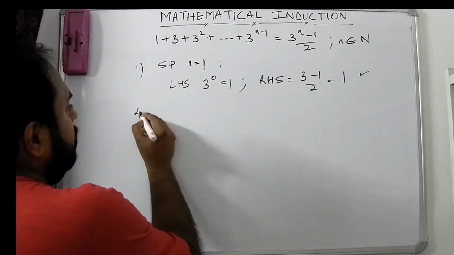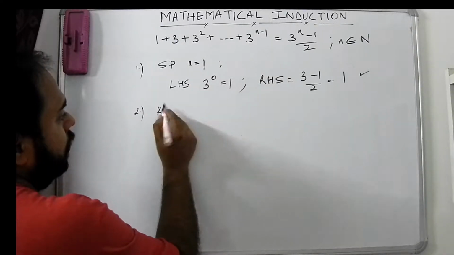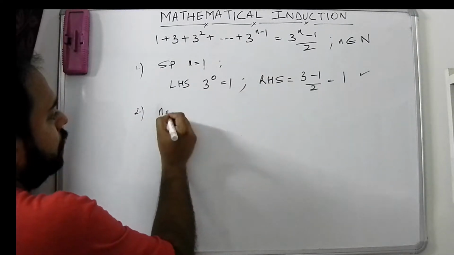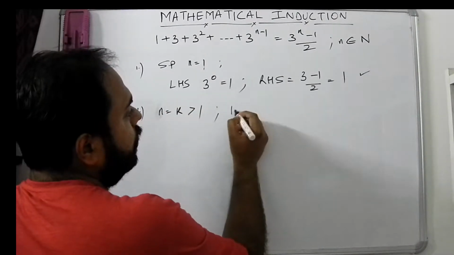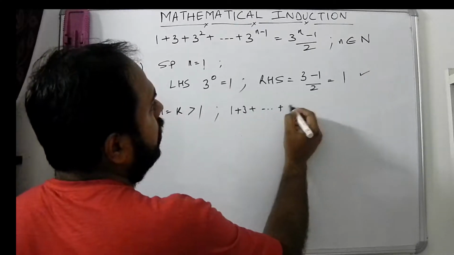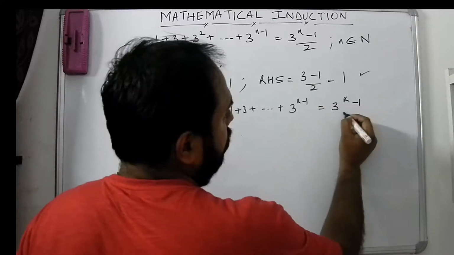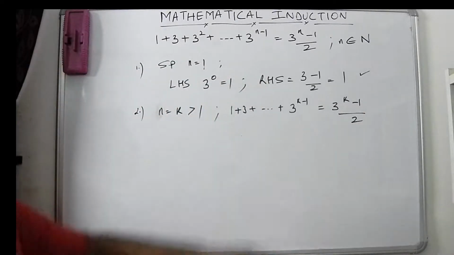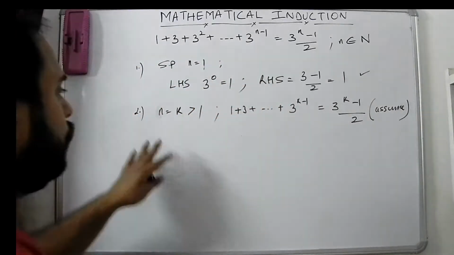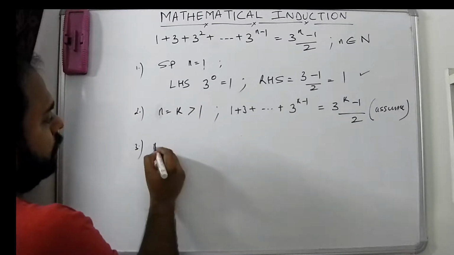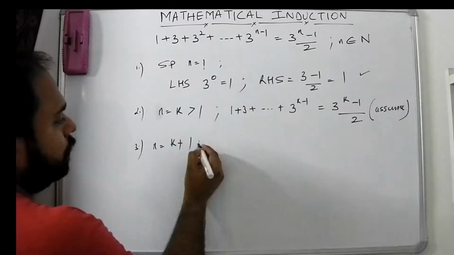So what is the second step? Let's assume that this is true for n is equal to k, which is greater than 1. Let's assume that it is correct. That means 1 plus 3 up to 3 to the power k minus 1 is equal to (3 to the power k minus 1) divided by 2. So let's assume this is true, and using this assumption we need to prove the third point, that for n is equal to k plus 1, this equality is true. So this we need to prove.